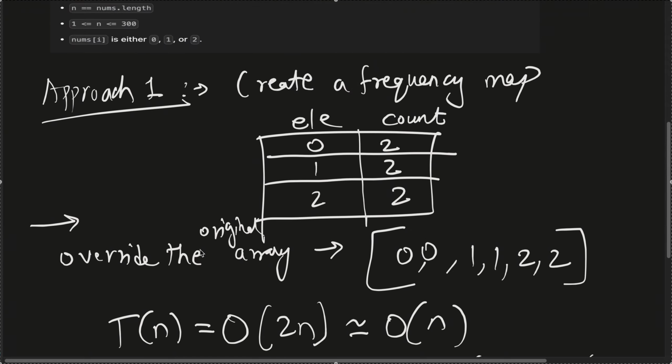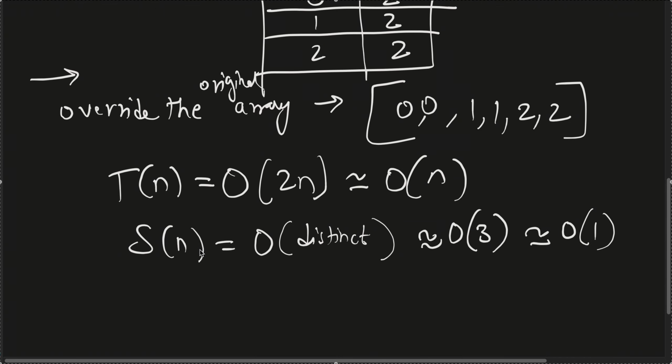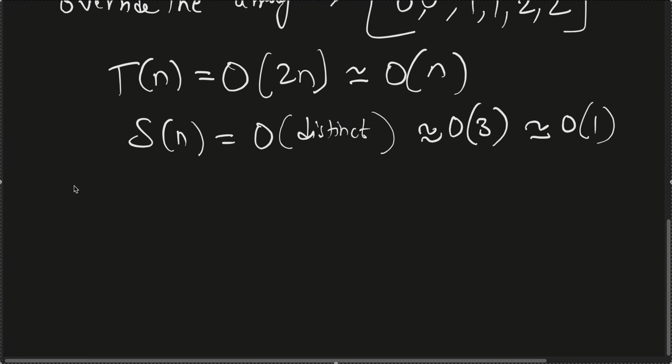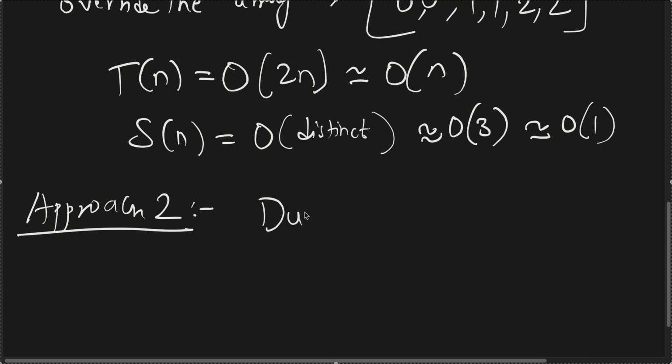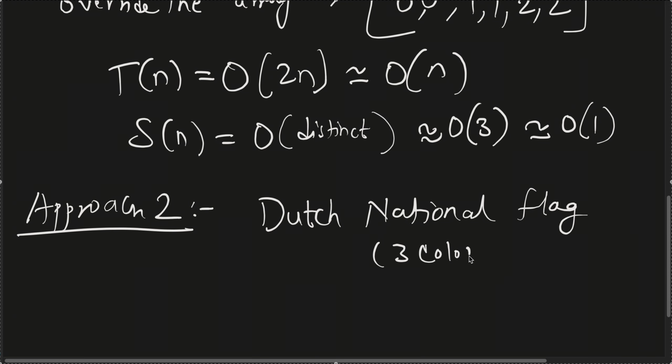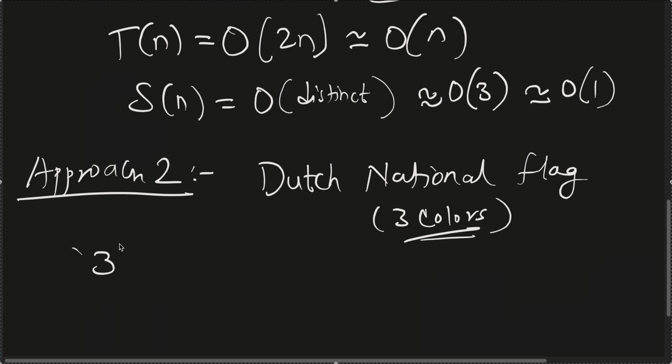Now there is one very important approach, one important method that we have derived. Let's talk about the another approach 2. This approach is called Dutch national flag, because in the Dutch national flag there are 3 colors, so that's why it is named that. So just like 3 colors, we will use 3 pointers to solve this problem.